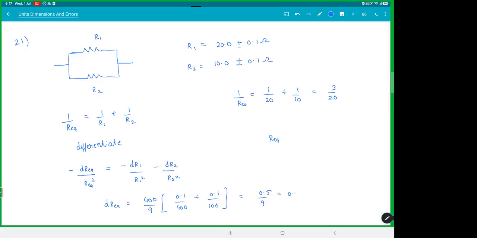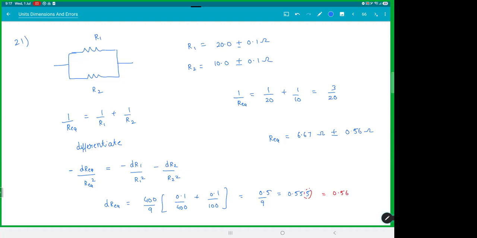That would be how much? Point 55555. You can round it off up to two decimals. Like how many significant figures are there? So your R equivalent will be 20 by 3, which is 6.67. There are three significant figures, so plus or minus, this is also 3. So this is a 5 and the number before it is odd. So this becomes 0.56. That's your error there.